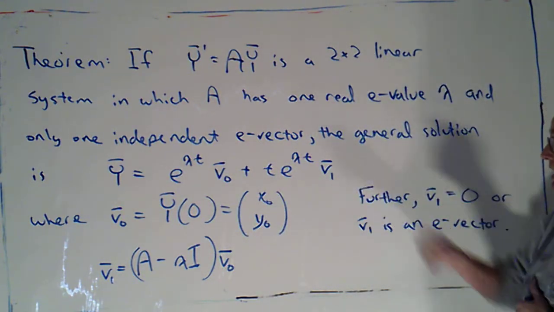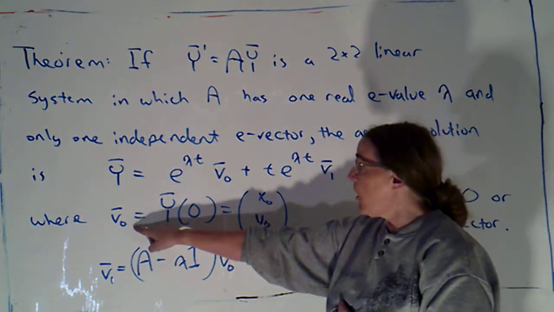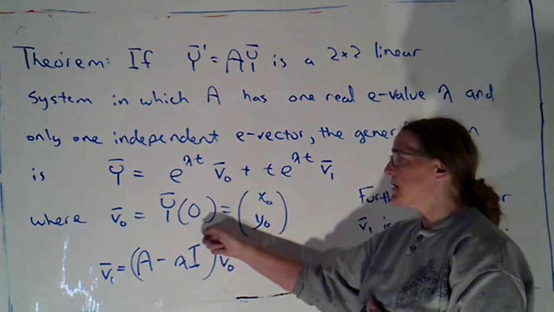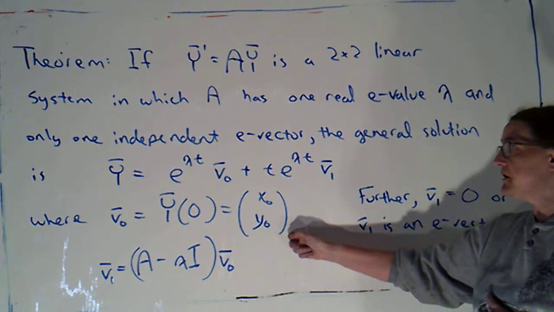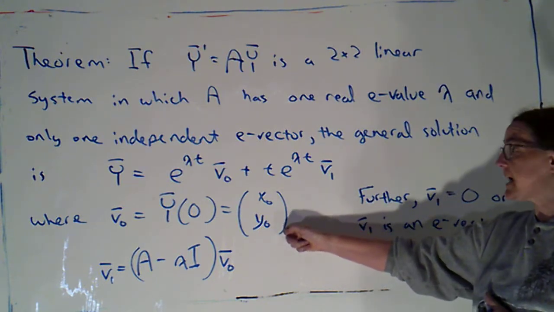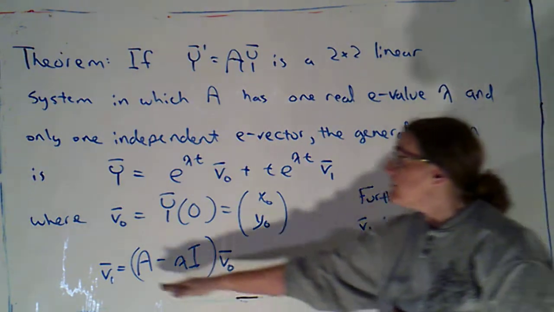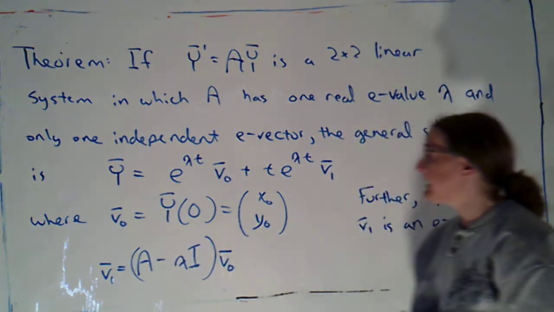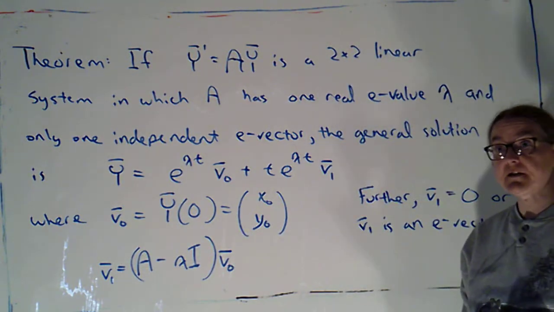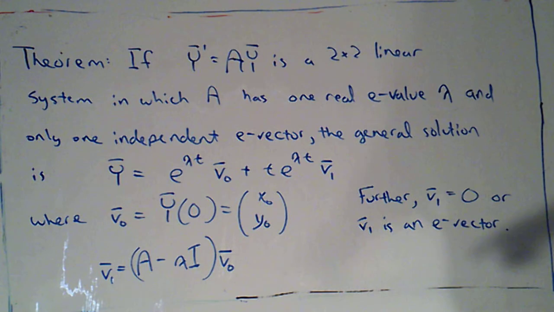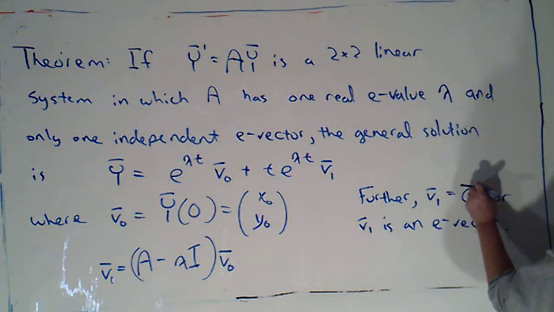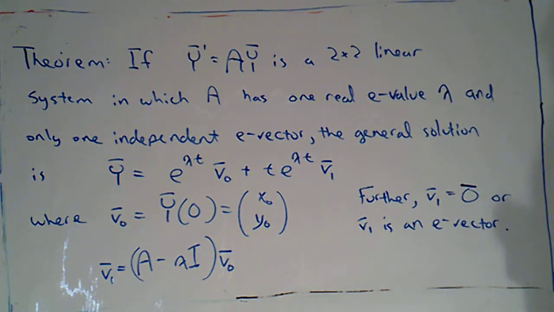Okay. Because it's going to be the case that v naught, this vector here, is just going to be the vector giving us our initial condition, the x and the y values at time t equals 0. v1 will be A minus lambda I times v naught. Further, v1 is either the 0 vector or it's an eigenvector.